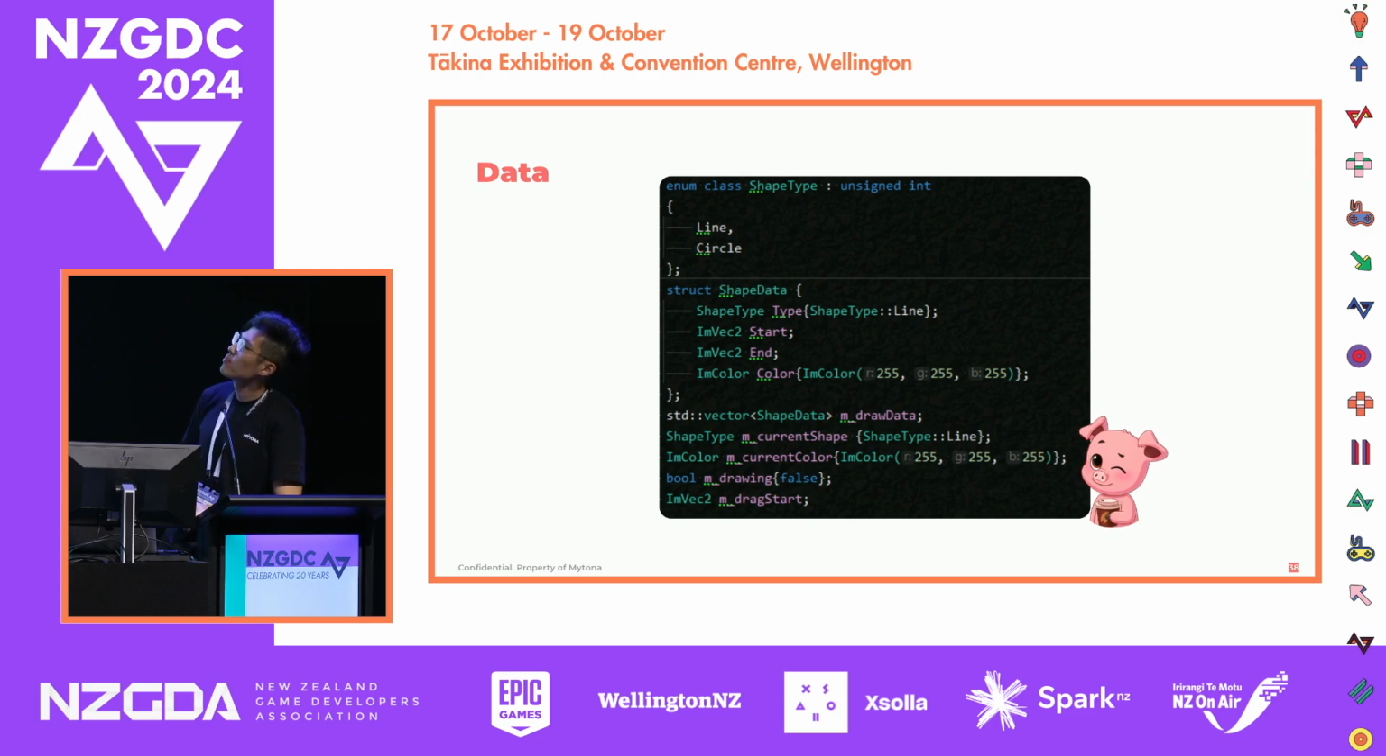Data first as well. An enum for the type of shape you wanna draw, line and circle here. Shape data: the type of your stroke, start position, end position, and the color of your stroke. A draw data vector, which stores all the strokes you have. The current shape that you're drawing, the current color, a boolean for whether you're drawing or not, and the start position of your stroke.